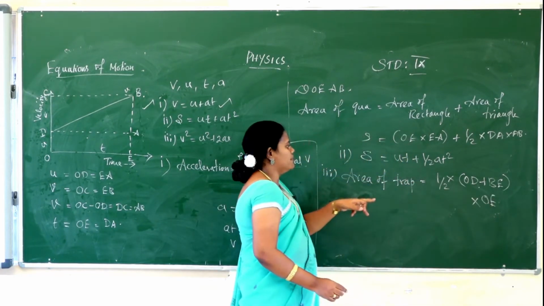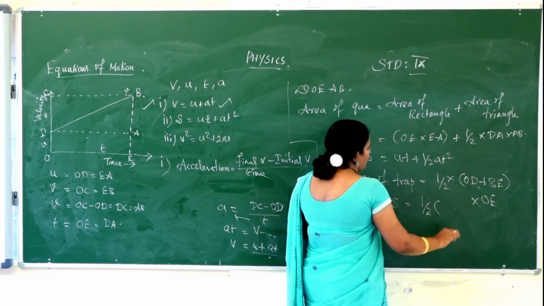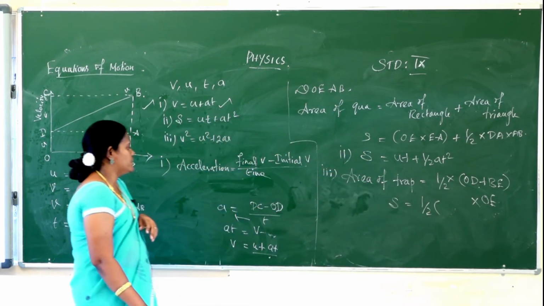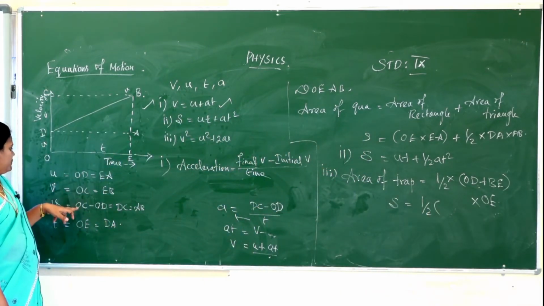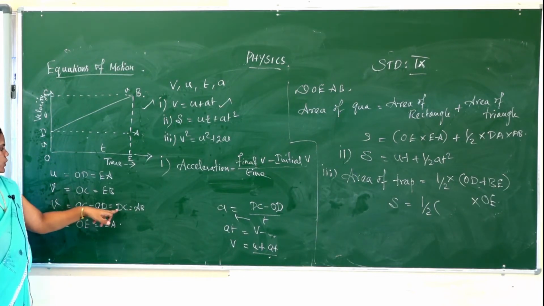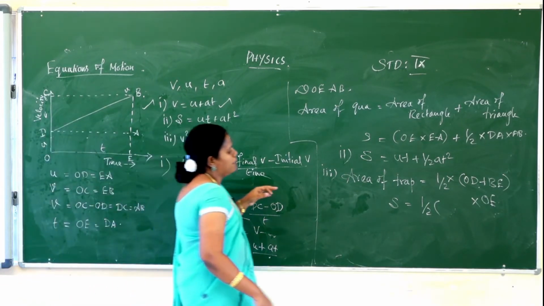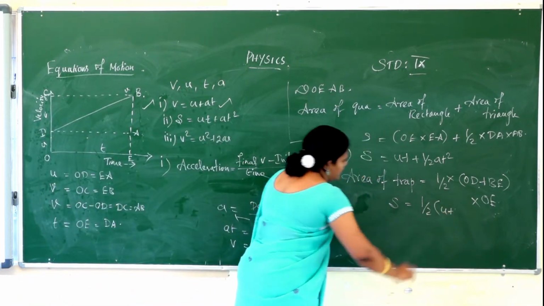So the area of the trapezium, that is called S, is half times OD plus BE. What is OD? OD is U. So U and BE. What is BE?